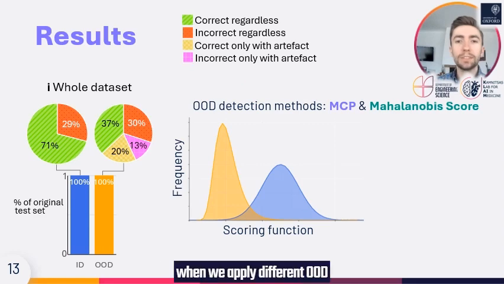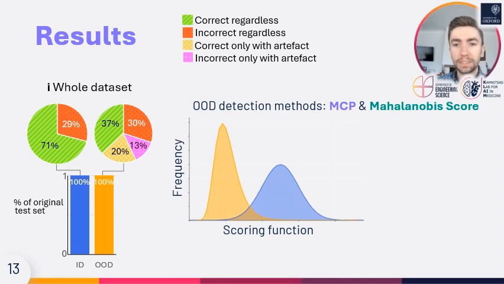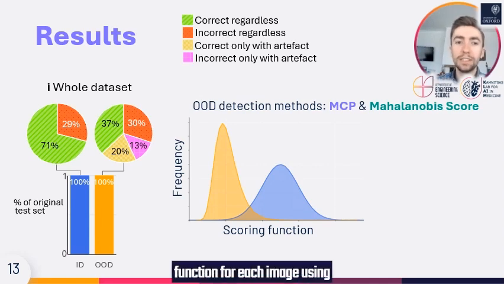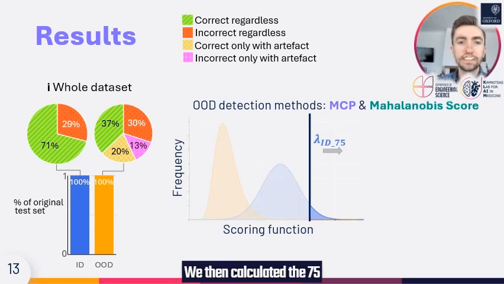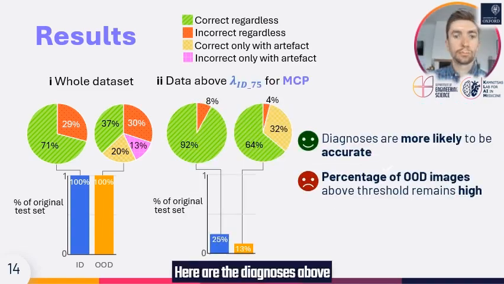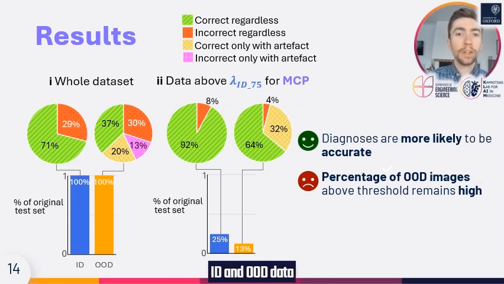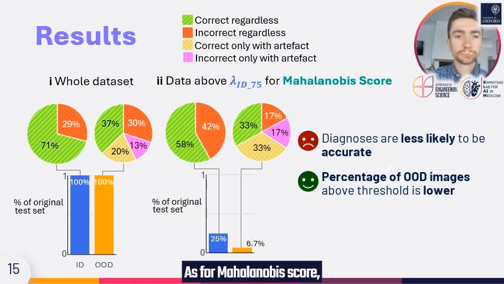We can then study what happens when we apply different OOD detection methods. We study the performance of a confidence-based method, maximum class probability, and a feature-based method, Mahalanobis score. For our analysis, we first calculate the scoring function for each image using our OOD method. We then calculated the 75th percentile of the scoring function for the ID test cases, and removed all diagnoses below this threshold for both OOD and ID data. Here are the diagnoses above the threshold for MCP. What we see is the accuracy of the diagnoses for both ID and OOD data has increased, but the percentage of OOD images past the threshold remains high, and the percentage of images which are correct only with the artifact has actually increased.